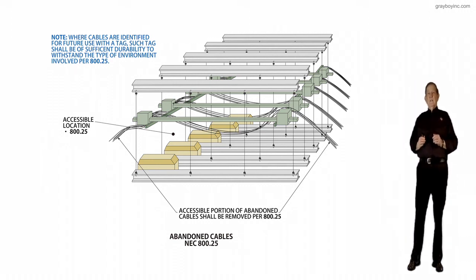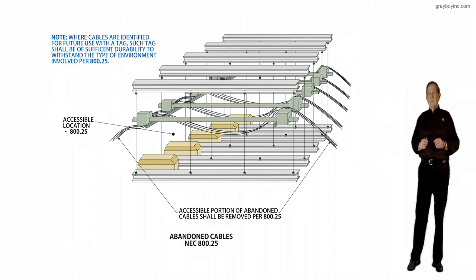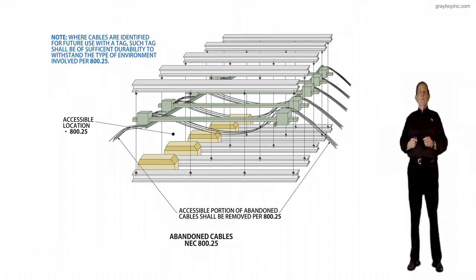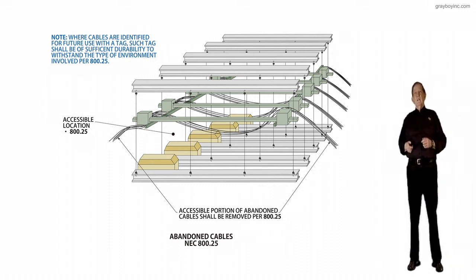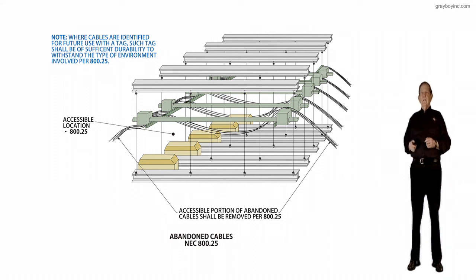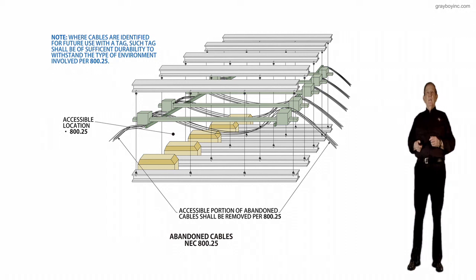Now, some of the rules that used to be in Article 800 have been moved into this new Article 805 that you want to be aware of, and we'll talk a little bit more about that as we go along. But notice the call-out, accessible location. In other words, we have a suspended ceiling maybe, and we have access into this cavity above the suspended ceiling.